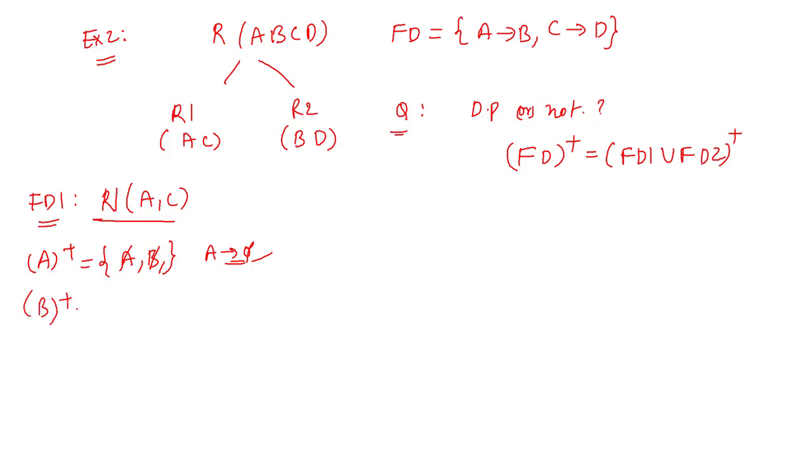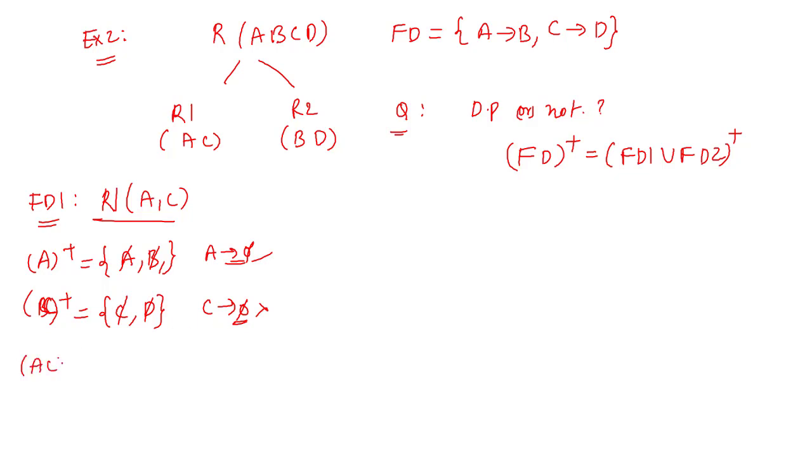Then calculate the closure of C. C can determine C here, and C can determine D from this FD. Now C is a trivial attribute. I can remove this, and D is not a part of this. So we can say C implies phi. We cannot derive any rule here again.